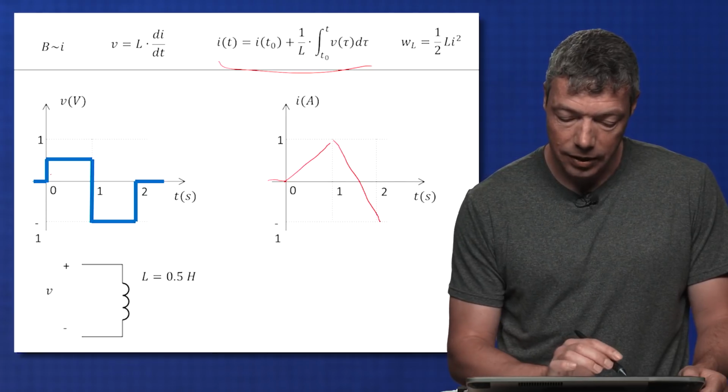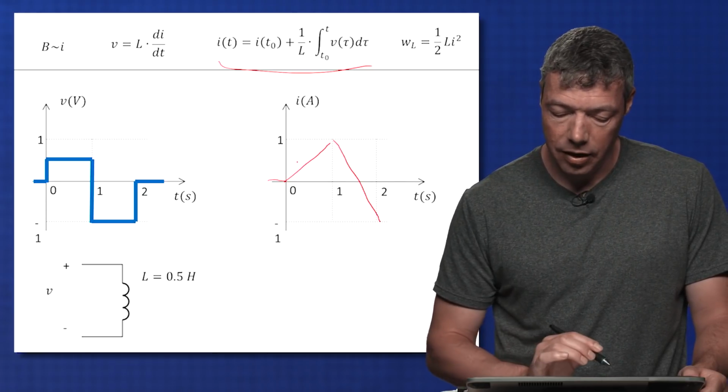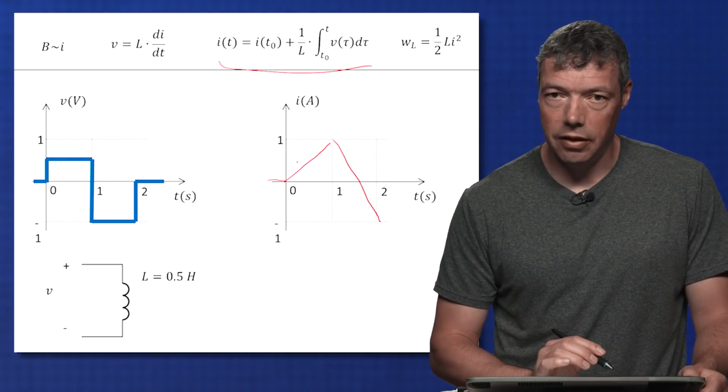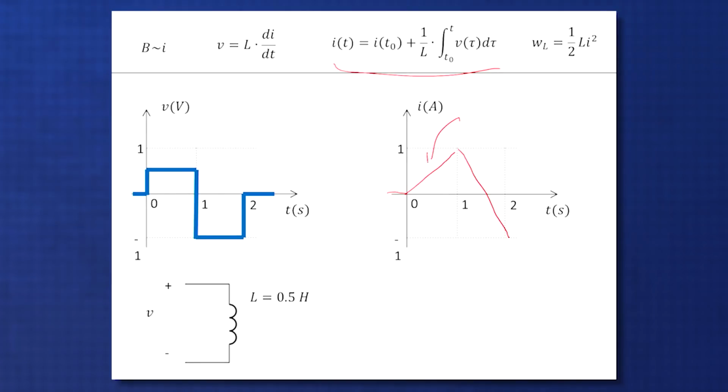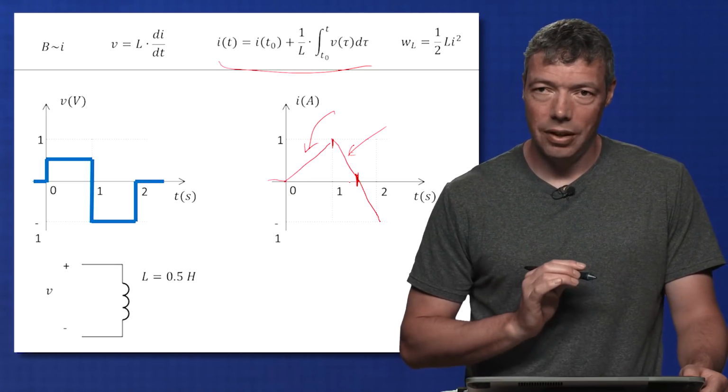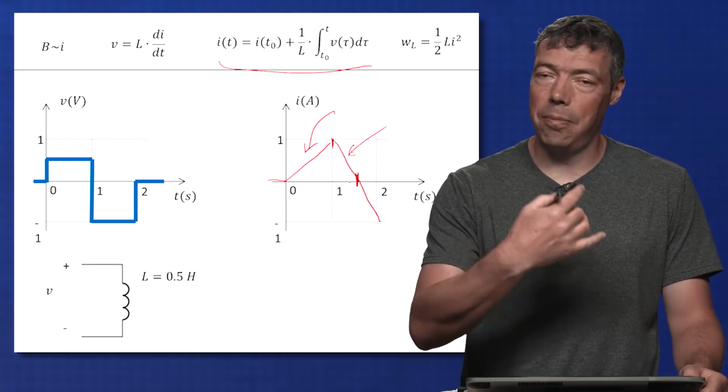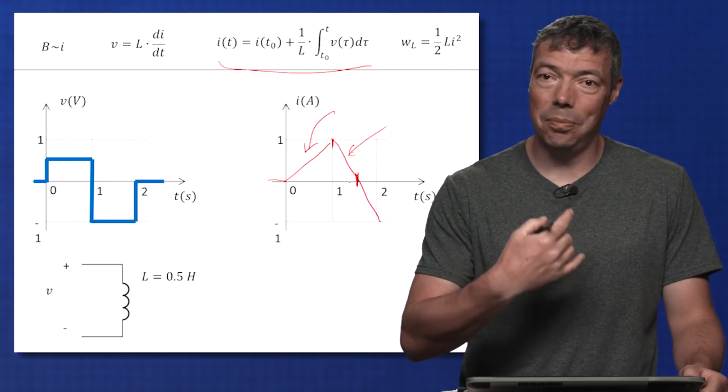Between time 0 and 1, my voltage is positive, my current is positive, and I'm using the passive sign convention here. So here, my inductor is receiving power. I'm starting to store energy in my inductor. Then at this point in time, between here and here, my voltage is negative, my current is positive. I am actually delivering power. So between those two times, my inductor is actually giving power back to my system. So it is supplying power.